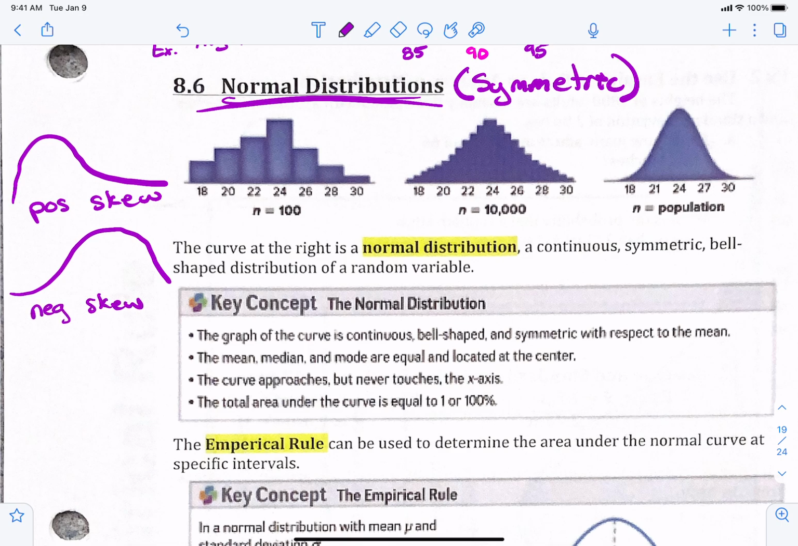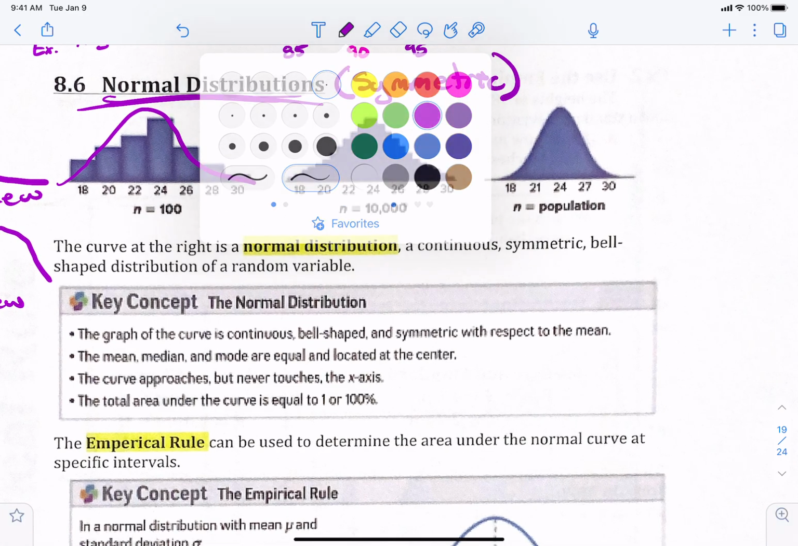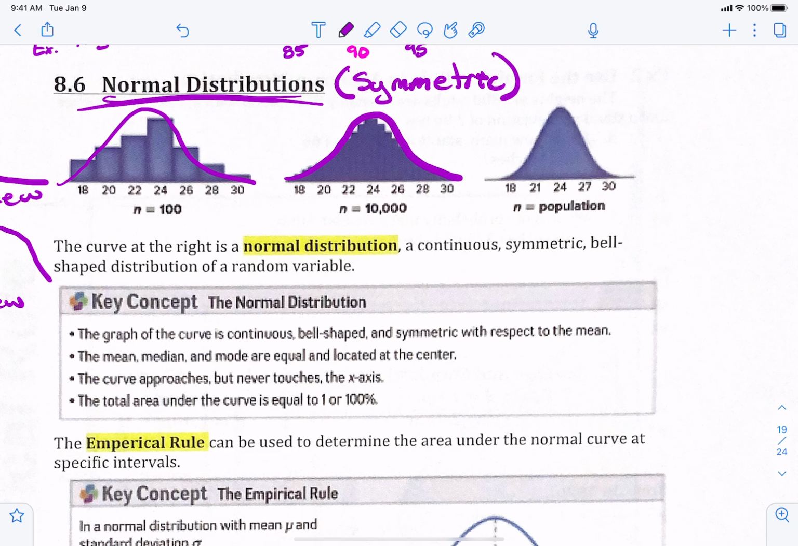And then you have symmetric data, which has the really nice shape where everything is in the middle. They're all kind of curving the way they're supposed to. So they're all symmetric data, okay?